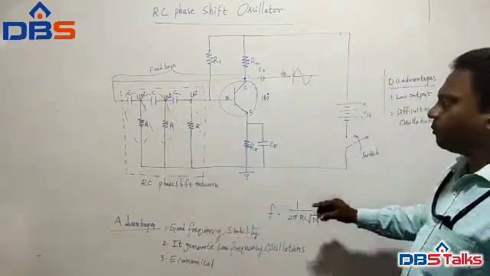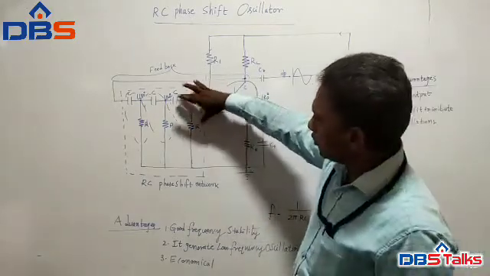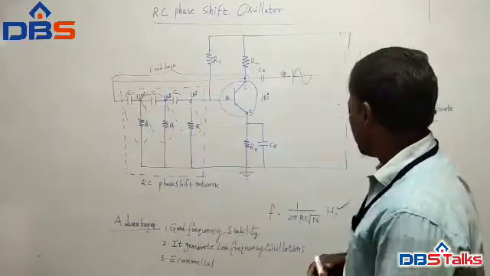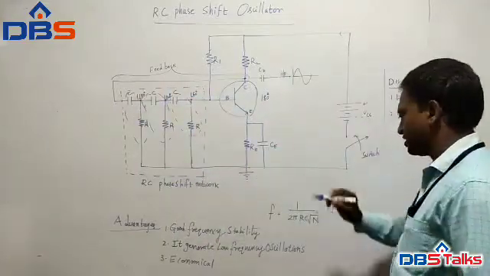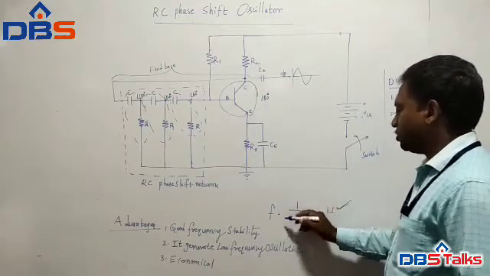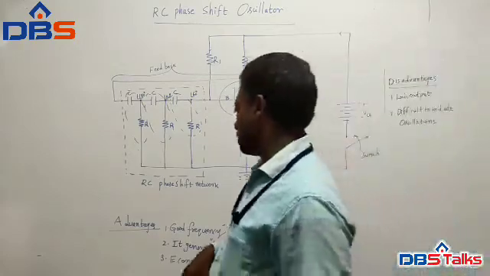So N is the number of RC blocks. I told you: one block, second block, third block. So now N becomes 3. In our case, the RC phase shift oscillator, N becomes 3. Based on that, you can calculate the frequency of oscillations in the RC phase shift oscillator.